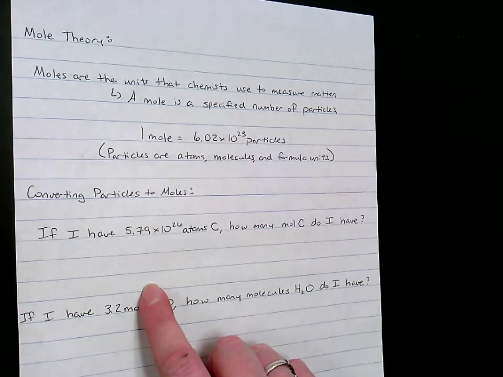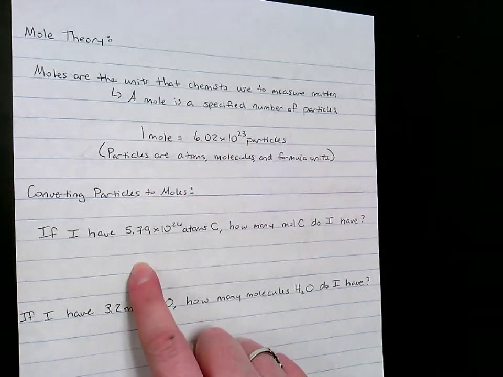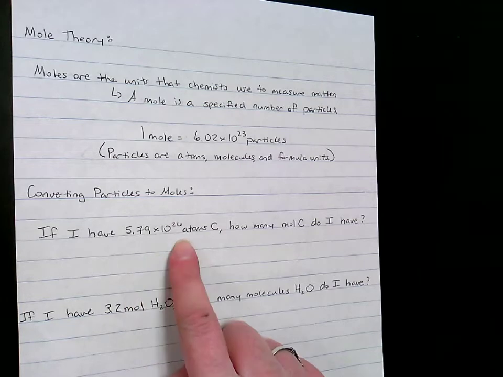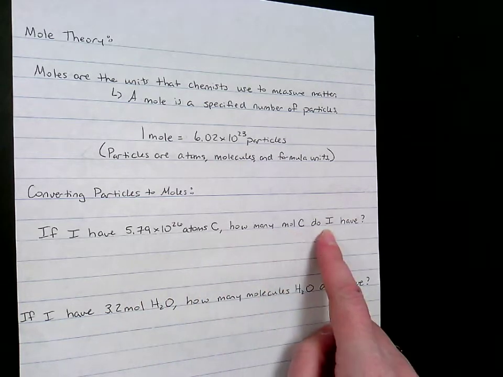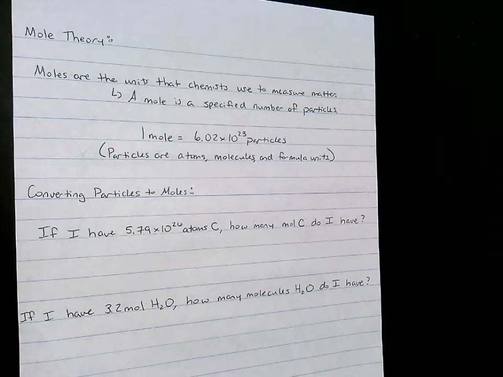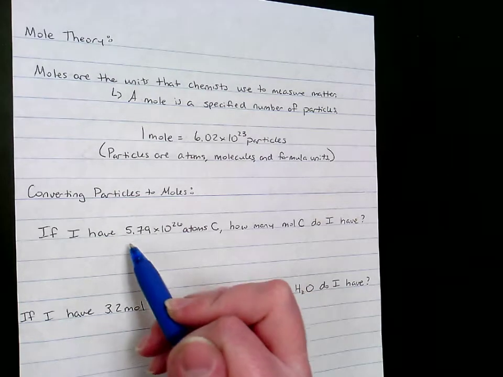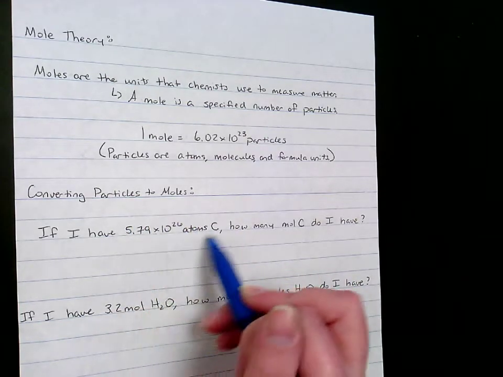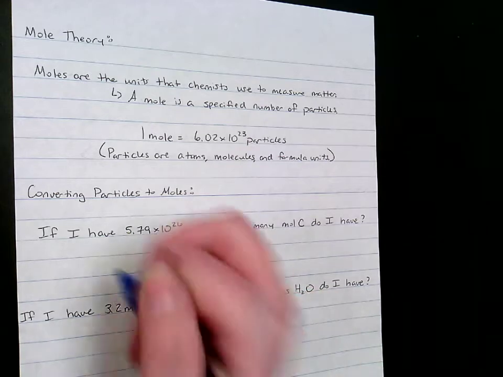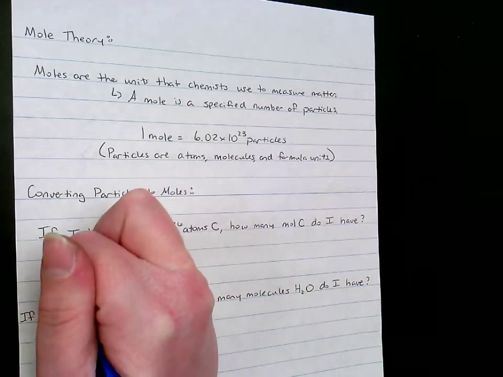So to look at a problem, I have 5.79 times 10 to the 26th atoms of carbon, and I want to know how many moles of carbon I have. To set up this problem, I take my given, which is what I know that I have, my 5.79 times 10 to the 26th atoms of carbon, and that is where I start.